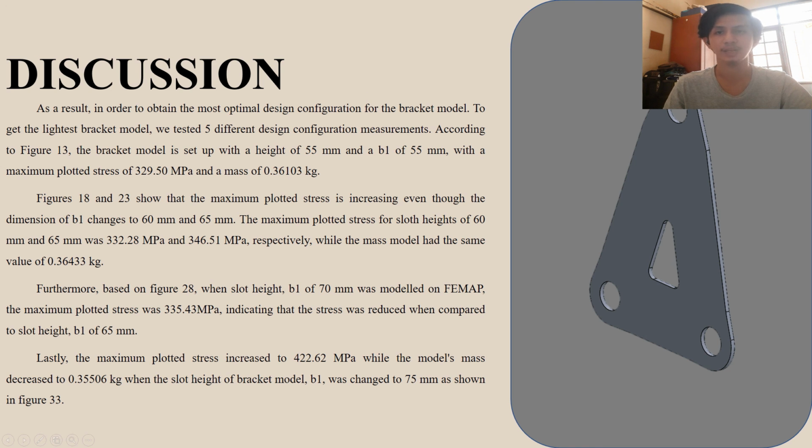Furthermore, when the slot of B1 changed to 70 mm, the maximum plotted stress was 335.43 megapascal. The stress was reduced compared to the slot height of 65 mm. Lastly, the maximum plotted stress increased to 422.62, while the mass decreased to 0.35506 kg when the slot height of bracket model B1 changed to 75 mm.